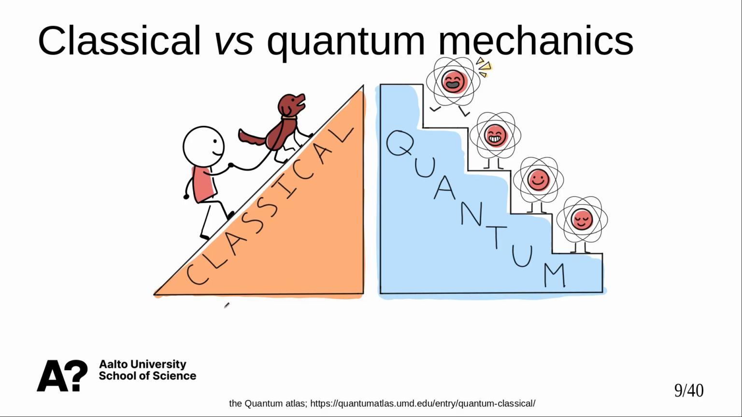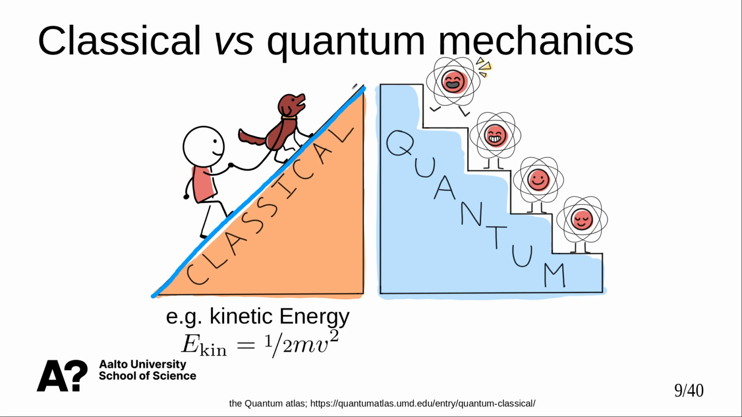So in classical mechanics we always have a continuous spectrum. For example, for the kinetic energy, for each velocity we get a kinetic energy value. So it's more like walking up a ramp. Whereas in quantum mechanics, our solutions are quantized. So it's more like a step function. And that's the main difference between classical and quantum mechanics. Quantum mechanics is not continuous.